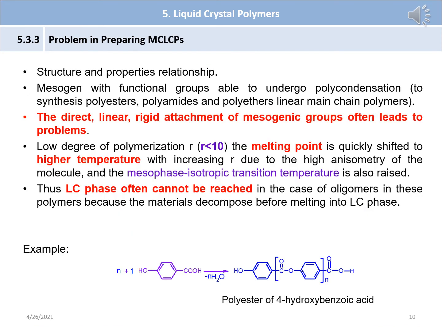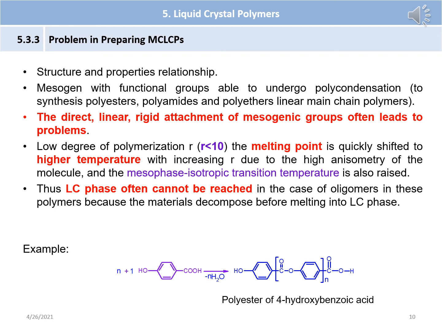Let's see the structure and properties relationship for main chain polymer liquid crystals. There is a problem that normally occurs when preparing main chain liquid crystal polymers. Mesogens with functional groups are able to undergo polycondensation to synthesize polyesters, polyamides, and polyethers, linear main chain polymers. The direct, linear, rigid attachment of mesogenic groups often leads to problems.